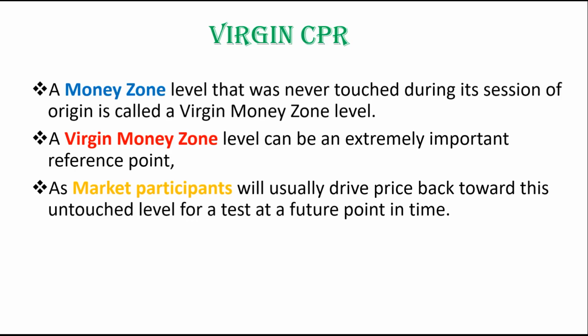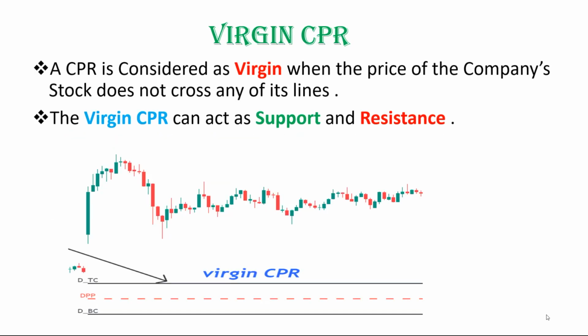I will show that with examples. A CPR is considered virgin when the price of the stock does not cross any of its lines. Here we can see an example. This is called CPR. TC means daily top central pivot, this is the pivot point, and this is the bottom central pivot. Here we can see that price opened gap up and didn't touch any of these lines. That is, price didn't touch the TC, the daily pivot or the BC. These three lines price didn't touch, so it is considered a Virgin CPR.